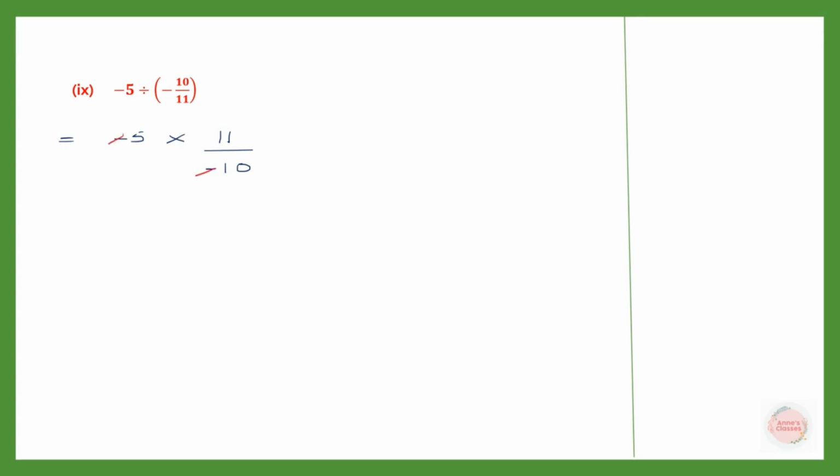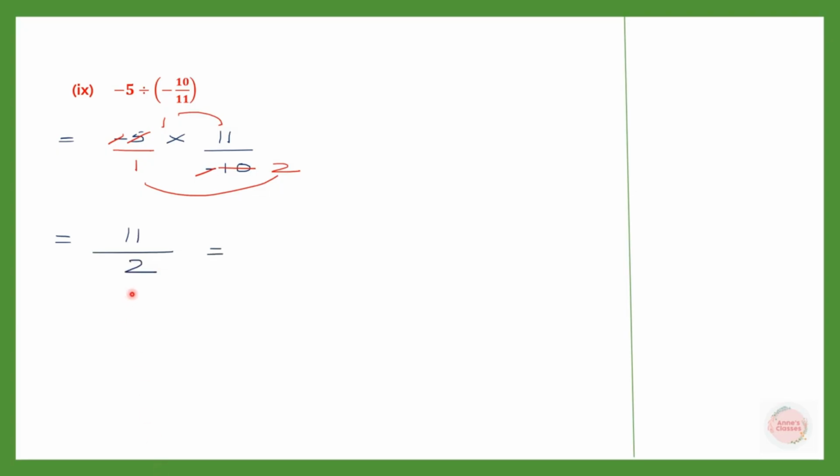Now we can cancel the minus signs first. Then we can cancel 5 and 10. 5 ones are 5. 5 twos are 10. Now this one has a denominator 1. It's understood. Now let's multiply the numerators and the denominators. 1 into 11 is 11 and 1 into 2 is 2. 11 by 2. This we can convert to a mixed number.